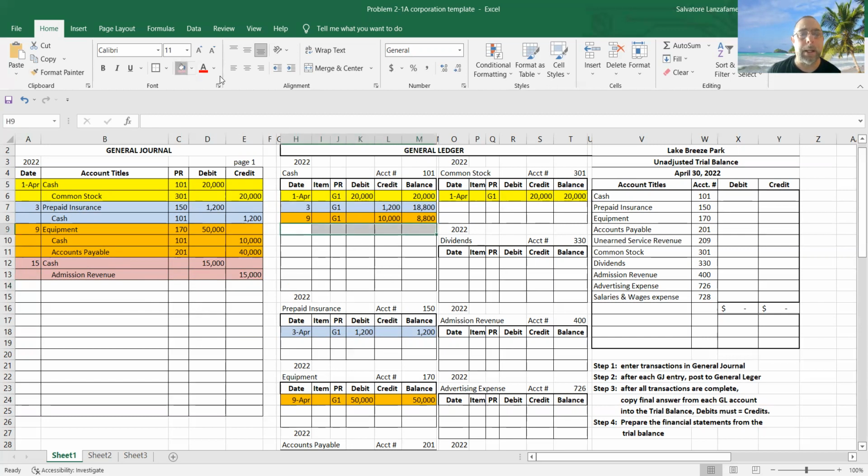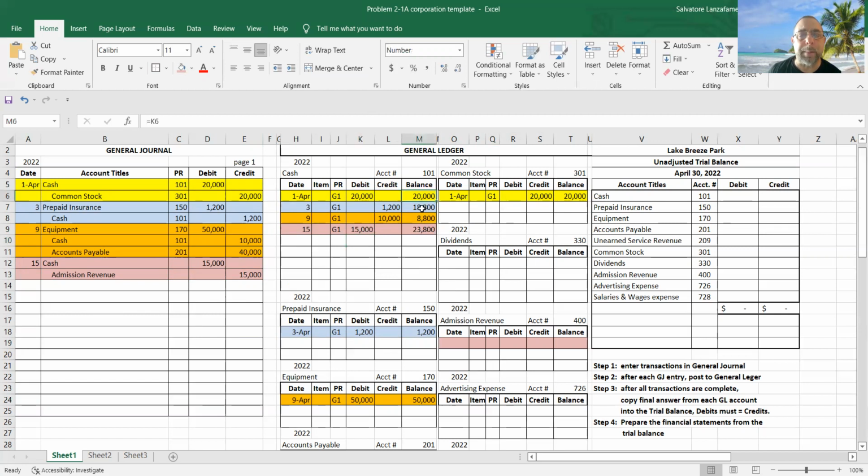So let's go ahead and post. So our cash, go to the ledger, put in the date, 15th, G1. We are going to debit the cash for $15,000. And we finally got a little influx of cash, which is good. And our new balance in cash is 23.8.